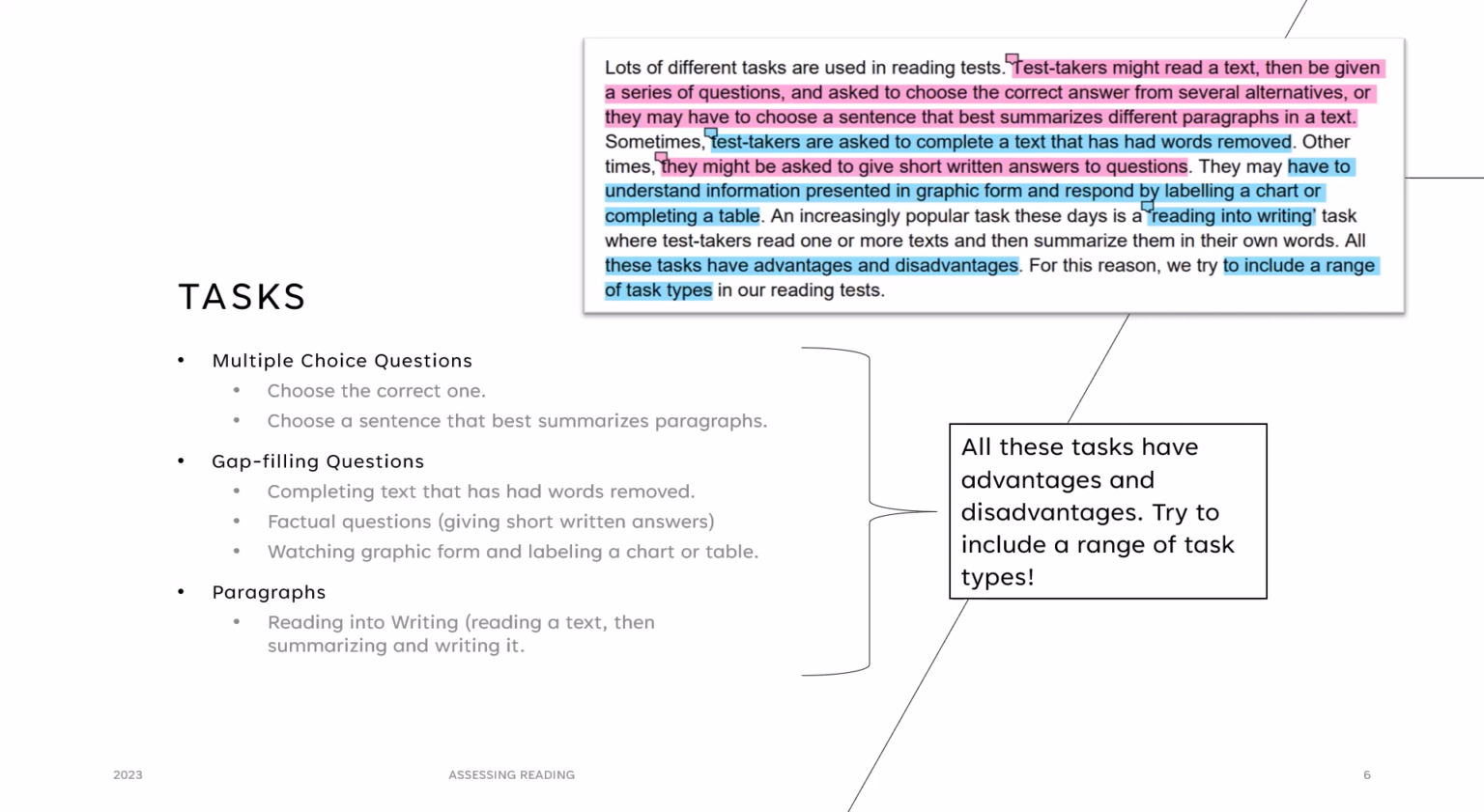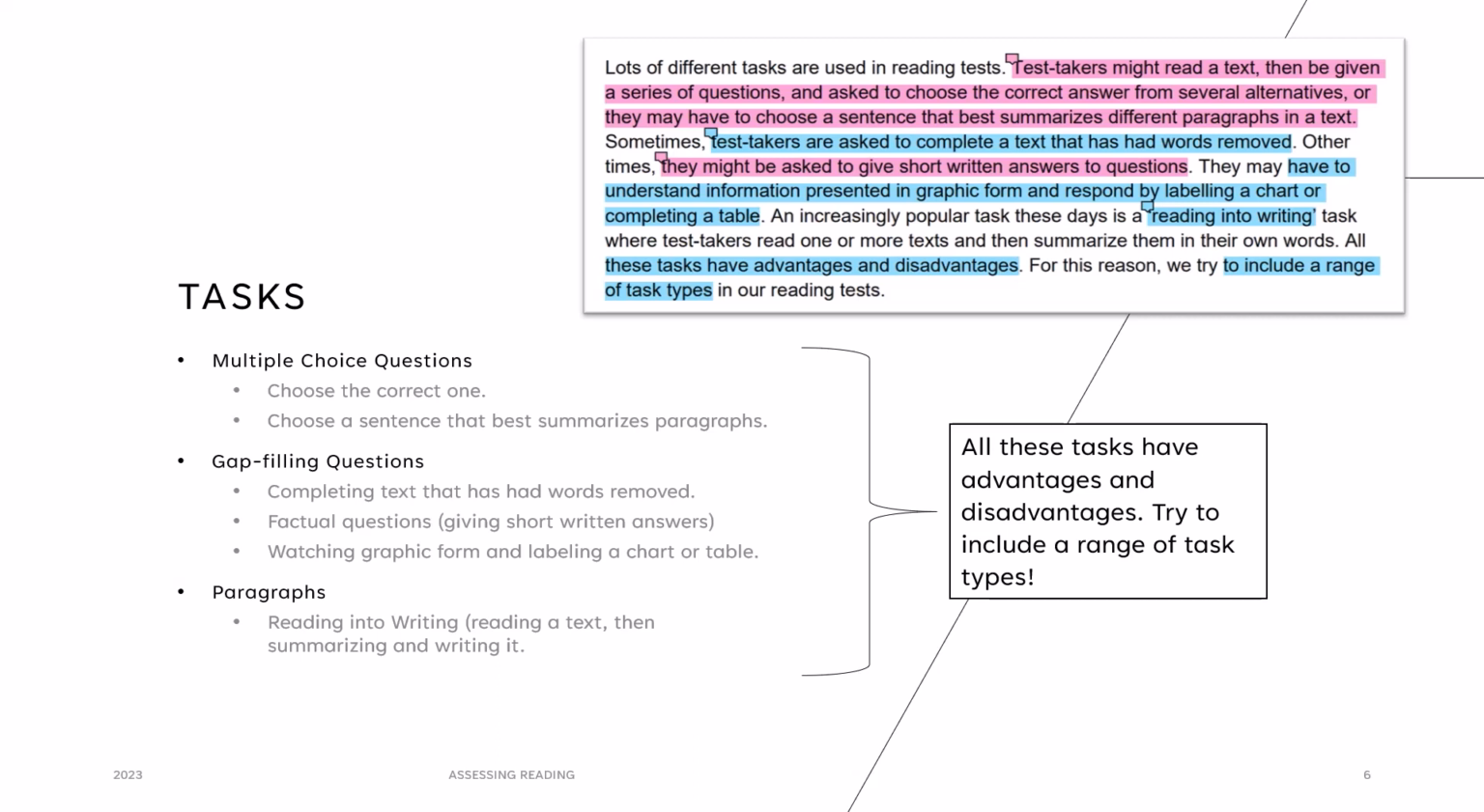Other times, they might be asked to give short written answers to questions. They may have to understand information presented in graphic form and respond by labeling a chart or completing a table. An increasingly popular task these days is a reading into writing task where test takers read one or more texts and then summarize them in their own words.